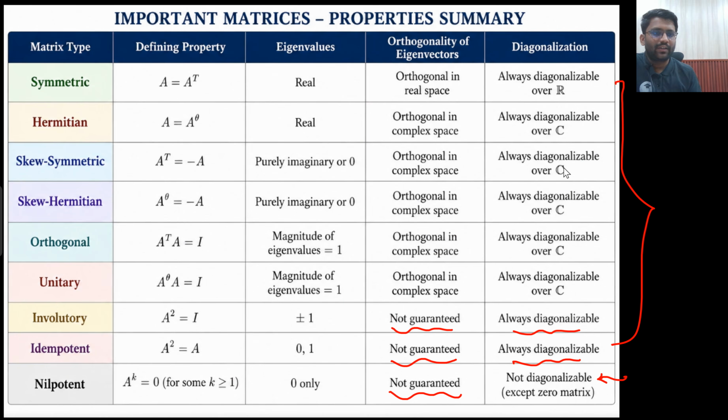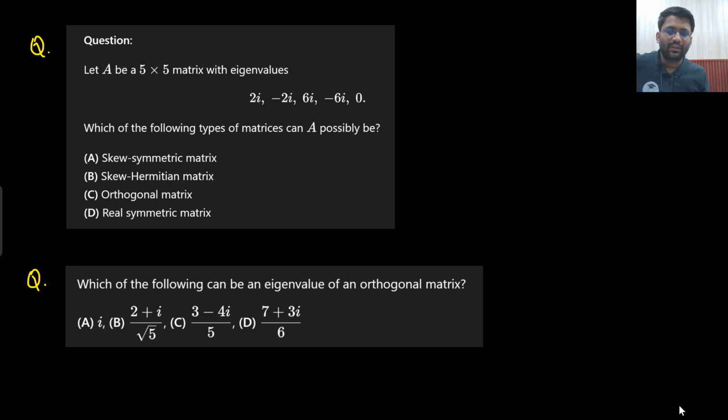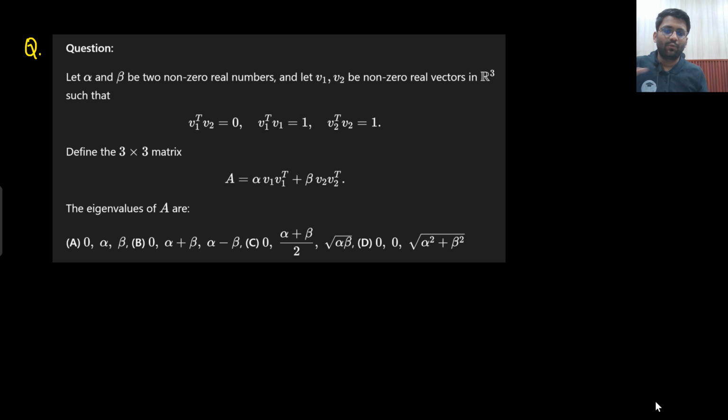Let's see the questions related to this table. First one. This is a good question. Try it on your own. This is one question, then 2, 3 and 4. 4 questions you need to do.